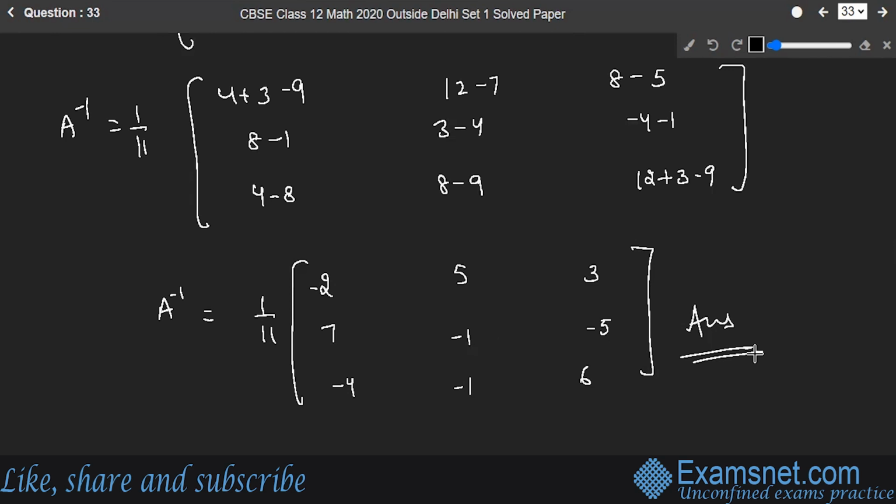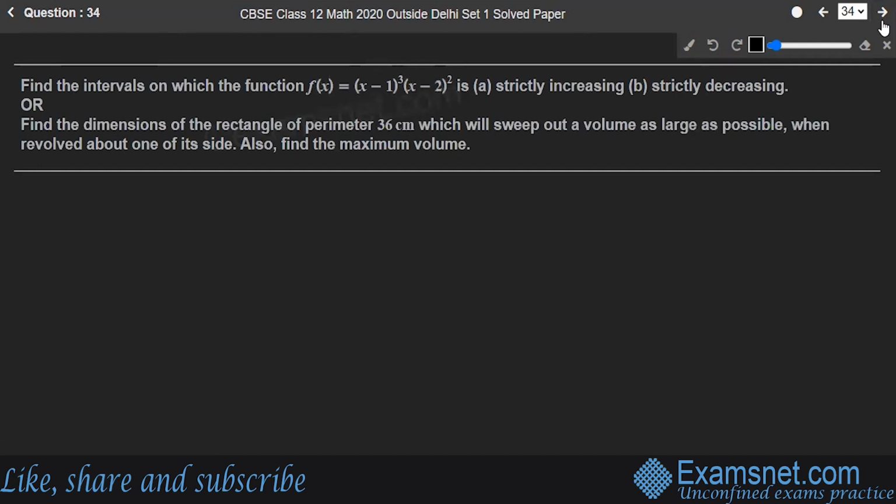Let's move to the next question, number 34 now. So again, you have a choice in this question. You have to find the intervals in which the function is strictly increasing and strictly decreasing. We are given the function f(x) is equal to (x minus 1) cube (x minus 2) square.